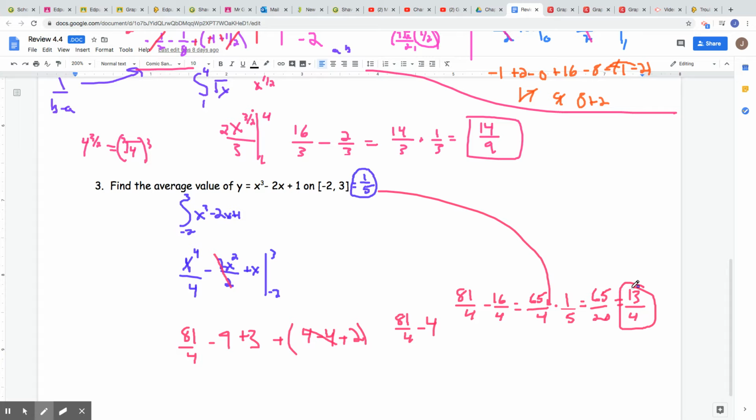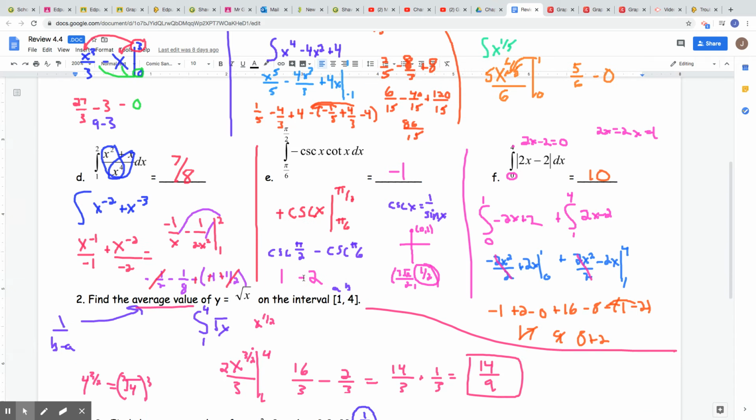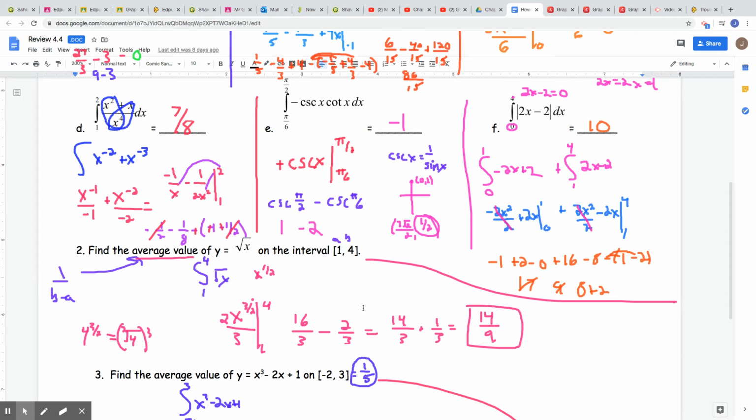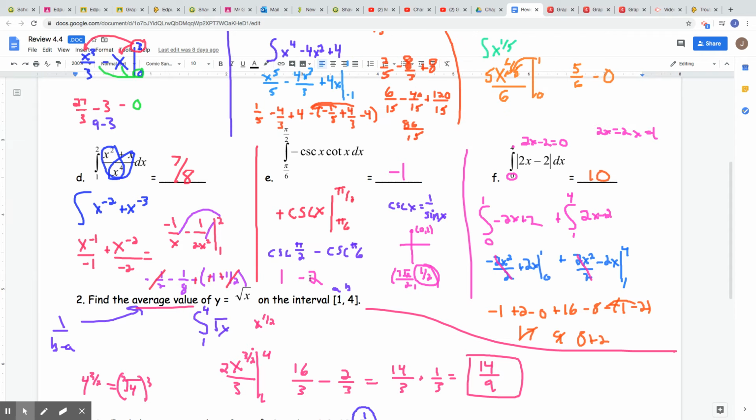All right. So we do the average value. The only thing that is different in average value compared to all these other ones is that at the end, you multiply by 1 over b minus a. All right. If you have any questions, just let me know.